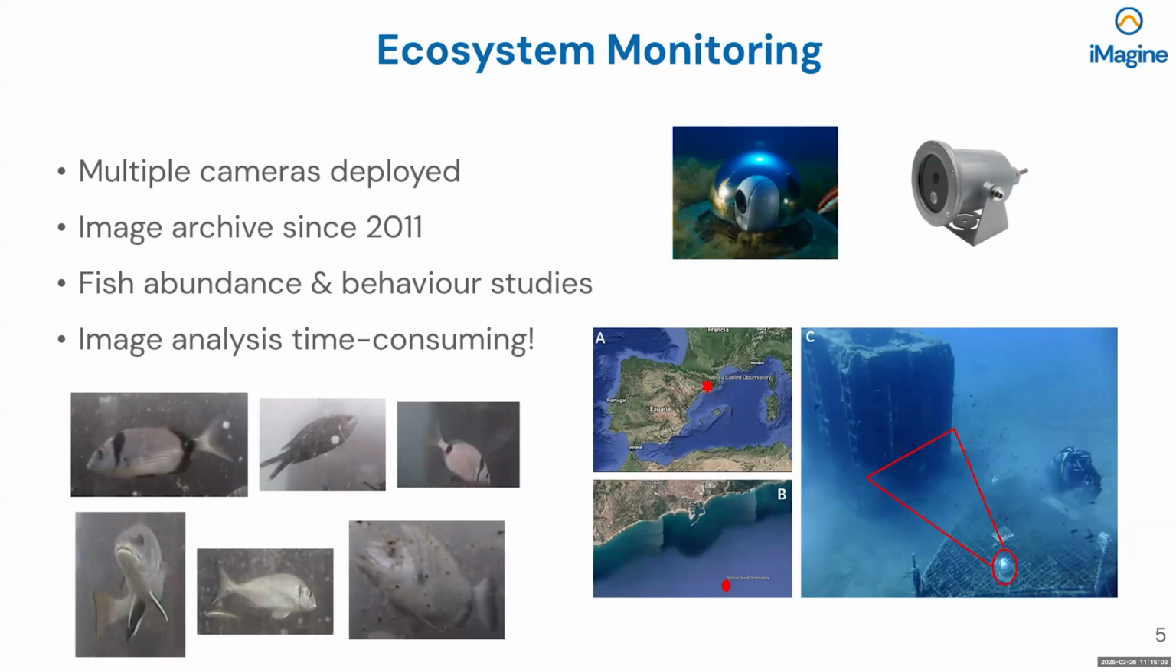We have been doing fish abundance and behavior studies of the fish community in the area, basically by taking pictures with the camera and counting fish one by one. As you can see in the bottom right, in the circle is the camera, which is pointing to this big concrete structure called a biotop, which is basically an artificial reef, where fish hide and there is a lot of biodiversity. We are monitoring the changes over time in this fish community.